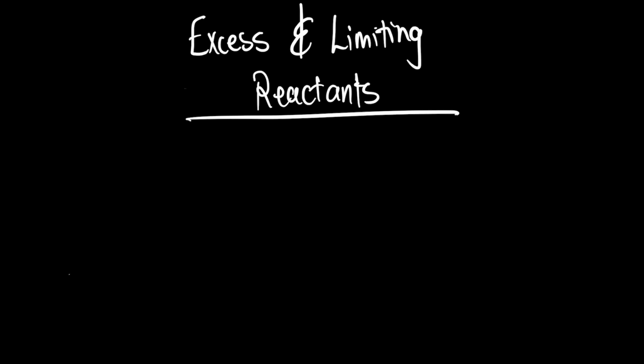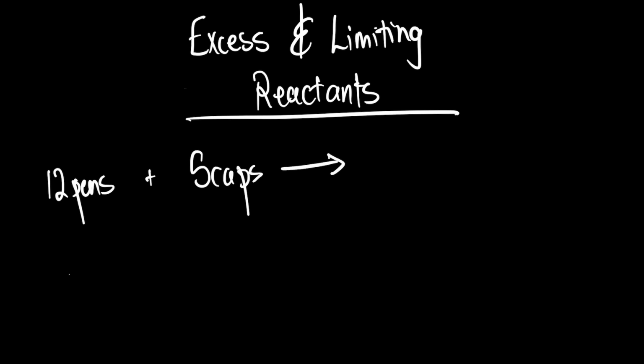So today's topic is excess and limiting reactants. Now to first understand, we can propose a situation in which there are 12 pens and 5 caps. And your goal is to sell these pens. But to sell a pen, you'd have to have a cap with it because you don't want to sell a pen without a cap. So given these numbers, the question is, how many pens can you sell? I think that's pretty obvious to say that it's 5 pens, each with a cap of its own.